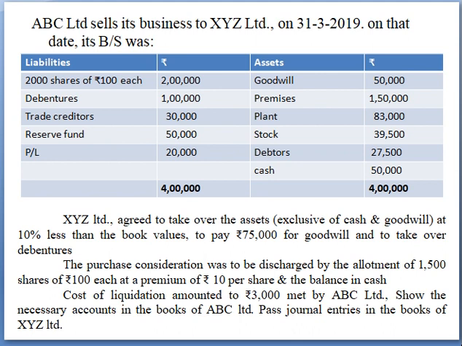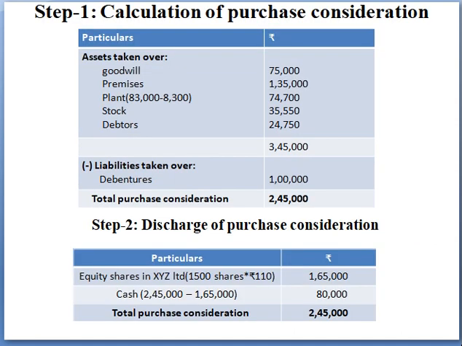Cost of liquidation amounted to rupees 3,000 met by ABC company, that is winding up expenses of selling companies bear by themselves, right? Now show the necessary accounts. Accounts means here ledger accounts to be prepared in the books of ABC Limited, which means in the books of selling company you have to prepare ledger accounts, and you have to pass the journal entries in the books of new company, that is the purchasing company.